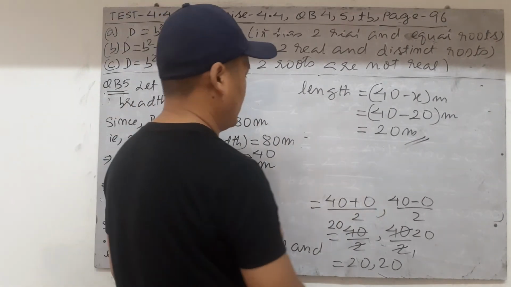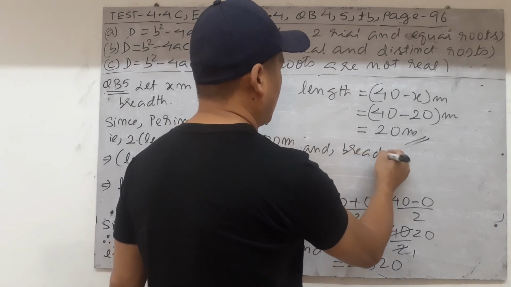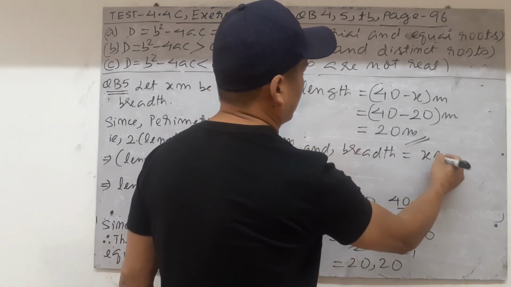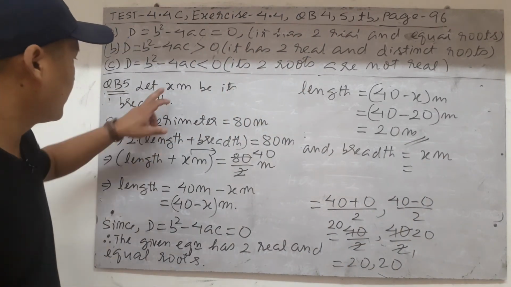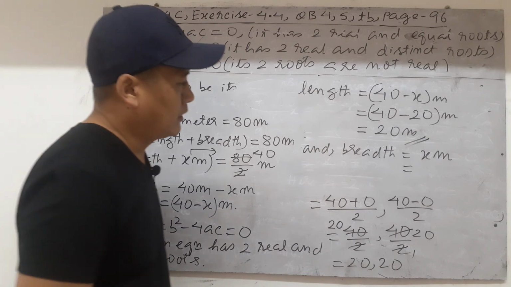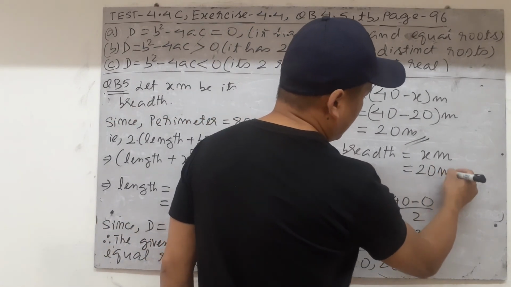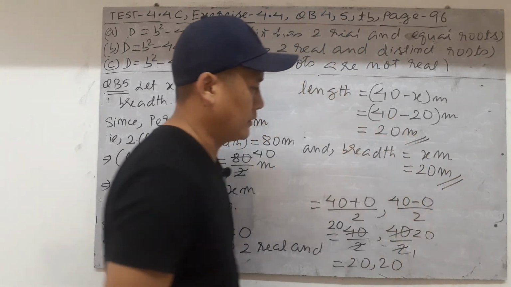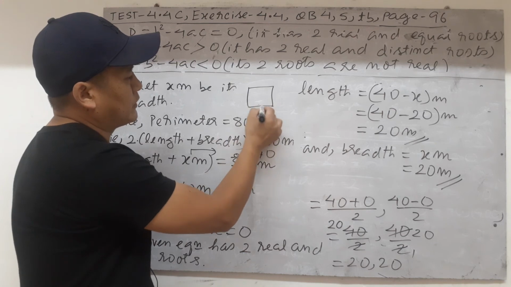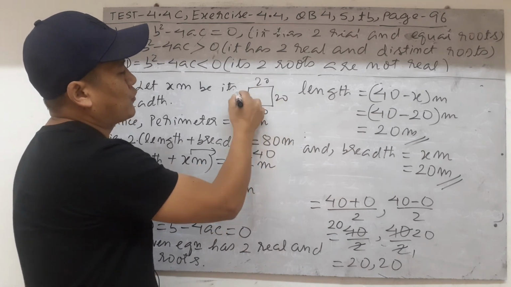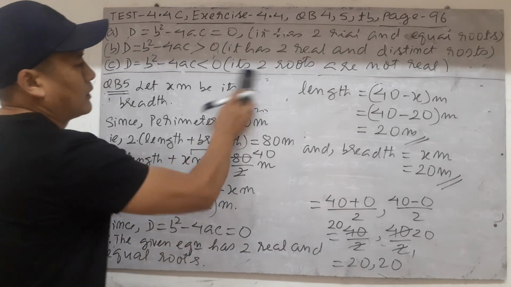And the breadth. Find the length and the breadth. So breadth we decided to put in the beginning as x meter, right? So x value is here 20, so we just put there 20 meter. So length is 20 meter, breadth is 20 meters. So in fact, this rectangular park is actually a square, because a square is a rectangle with 4 sides equal.